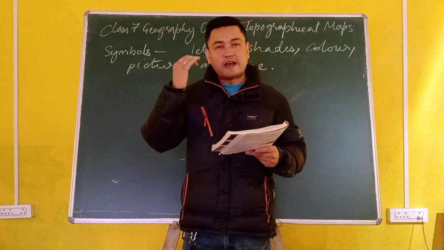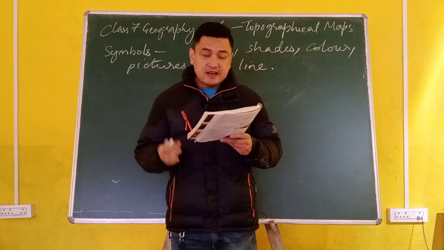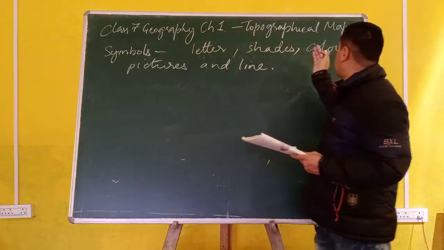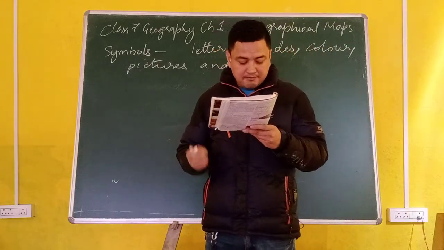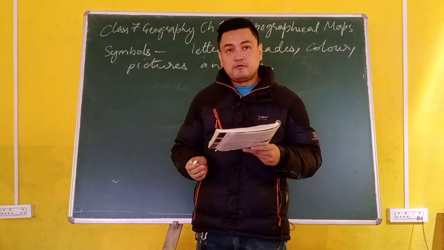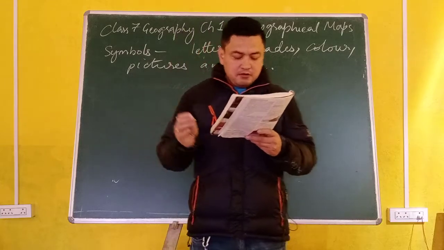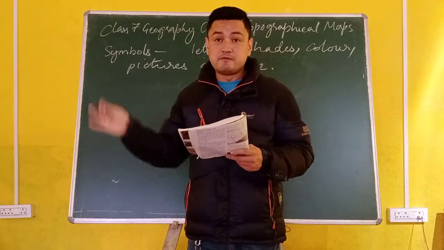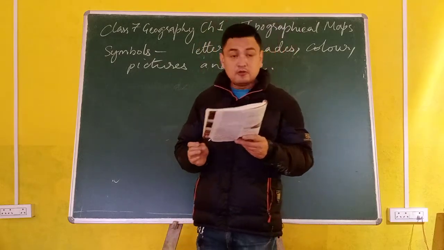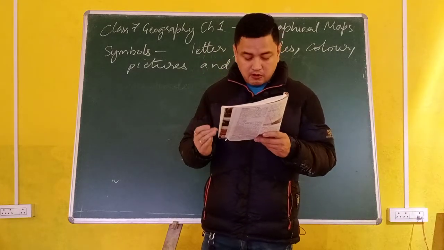So it is not possible to show the actual shape and size of the physical features as well as man-made features. So they are shown by using letters, shapes, color, pictures, and lines. A variety of features, both natural and man-made, are depicted with the help of these symbols on the map. Symbols used are different in each map. If you look at the symbols used in different maps, they are different from each other, so their meaning as well as their explanation also changes from map to map.